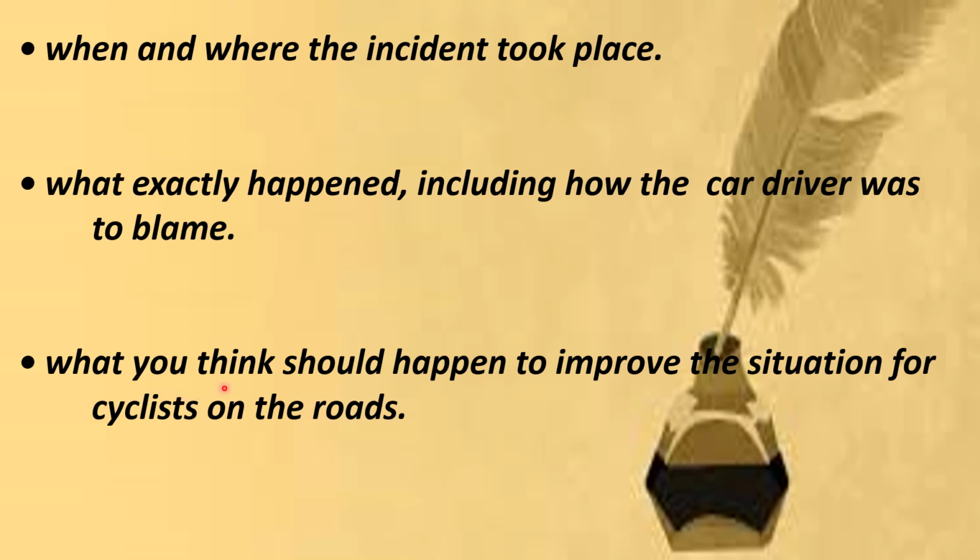What do you think should happen to improve the situation for cyclists on the road? Your suggestions for the public or for the government. Remember that when you are writing these rubrics, we call them rubrics, so they are supposed to be dealt with in separate paragraphs. Three separate paragraphs are going to be there for these rubrics. But remember that you are going to create a link. Put some suitable conjunction at the beginning of the paragraph so that a link is created between the paragraphs. And please have a very appropriate and good use of language in it.